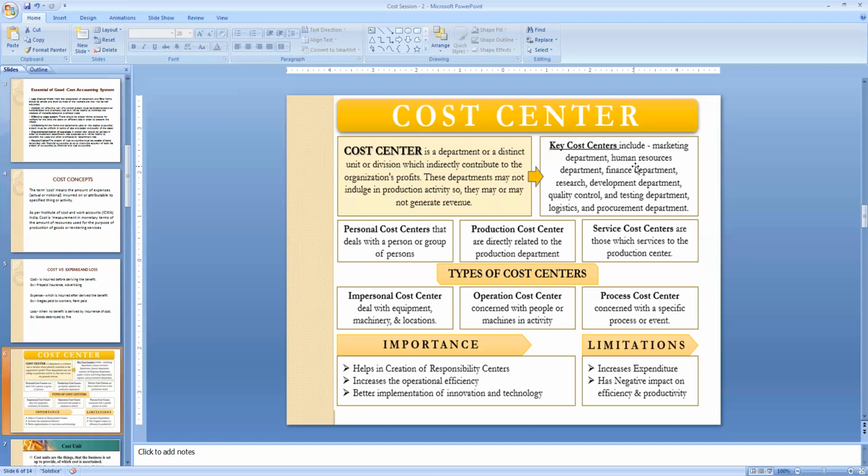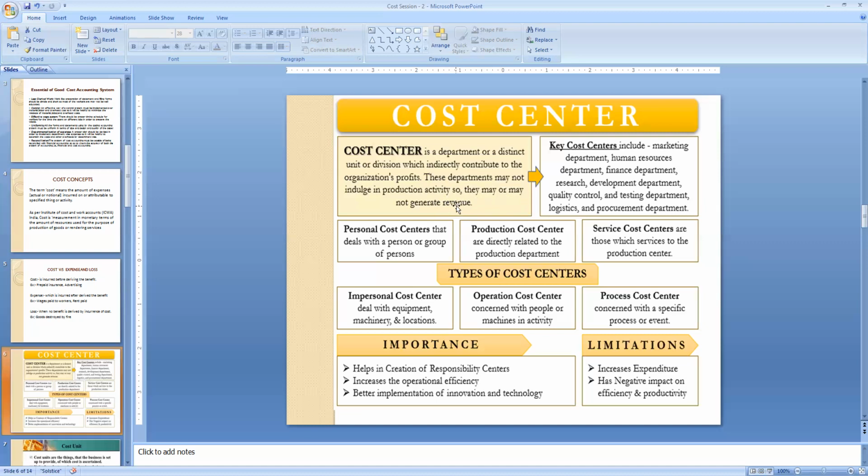It may be the marketing department, human resource department, or finance department. See, these are all different types of cost centers, right? Some are going to avail revenue, or some may not have revenue. Some may have production activity and others don't have revenue activity, but we have to allocate and apportion the cost based on a location or a person. That is called a cost center.